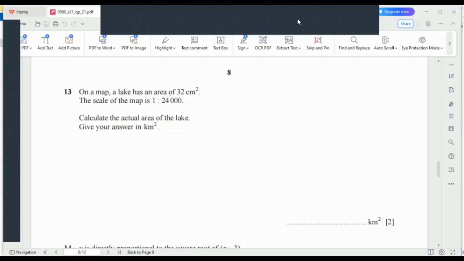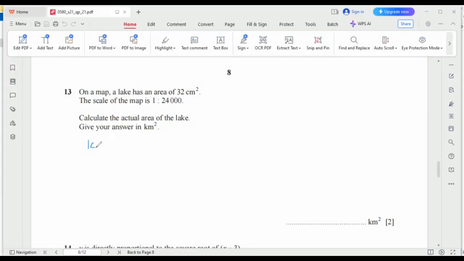What I mean by 1 unit on the map is that the unit could be any of the units of length. So it's the same thing as saying 1 cm on the map is equivalent to 24,000 cm in real life. You could even use inches, you could use anything, as long as it's a unit for length. So 1 unit on the map is 24,000 units in real life.